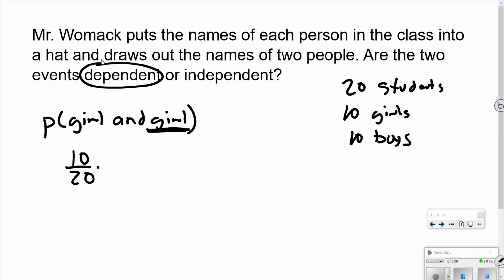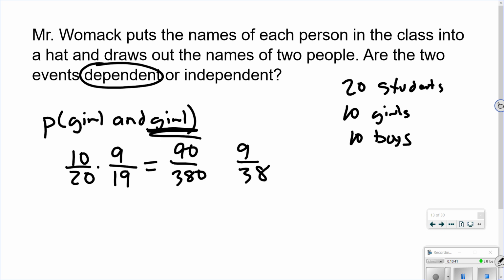So now when I go to draw out the second girl right here, there's only going to be 9 girls left in there, and instead of being out of 20, it would only be out of 19. Okay? And we'll talk a little bit more about this, but again, if they're dependent, you take the probability of the first one and you times it by the probability of the second one, given that or assuming that the first thing already happened. And we could times those together. What's that, like 90 out of 380? And we reduce that, it'd be 9 out of 38. That'd be my answer as a fraction. We could change that to a decimal or a percent if we really wanted to.